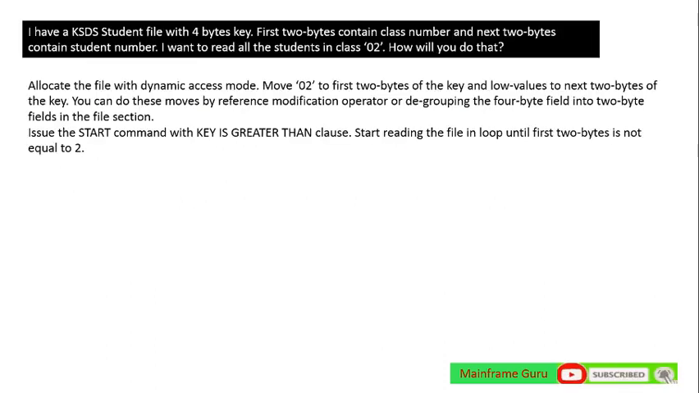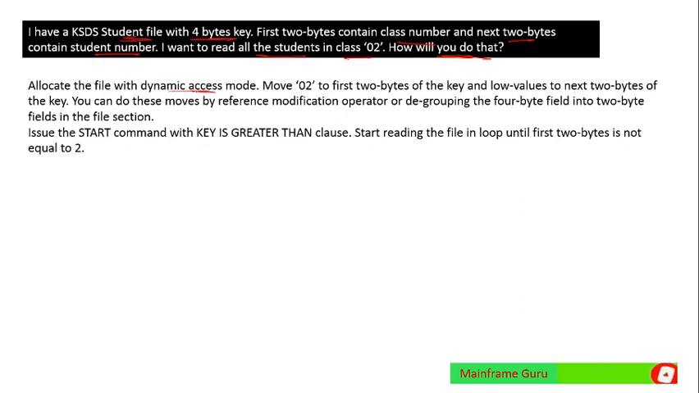Like one question is there. I have a KSDS student file with a 4 byte key. First 2 bytes contain the class number and next 2 bytes contain the student number. I want to read all the students in class 02. How will you do that?